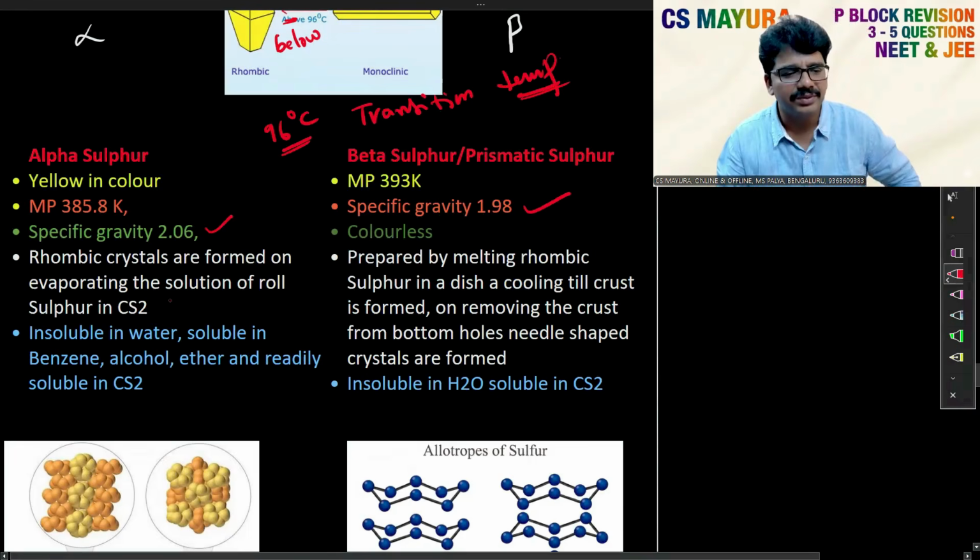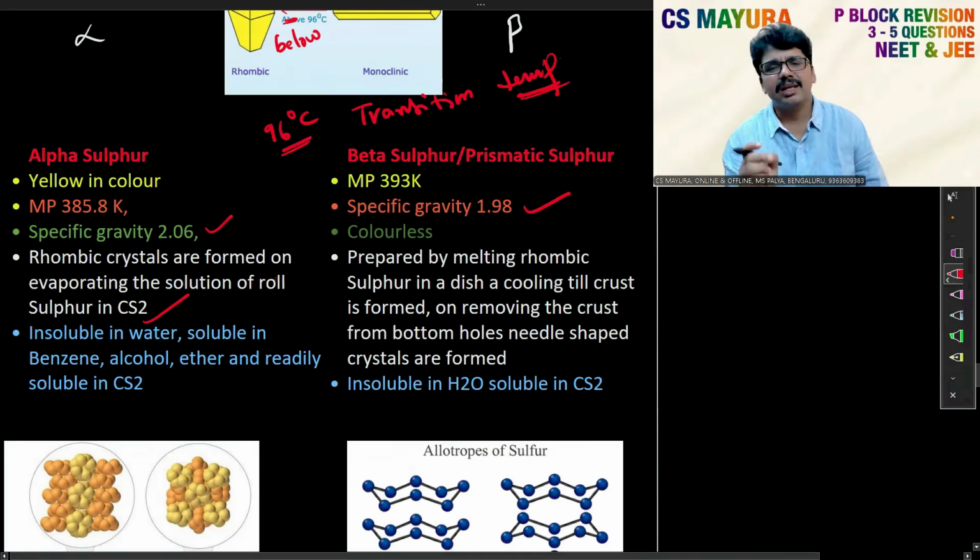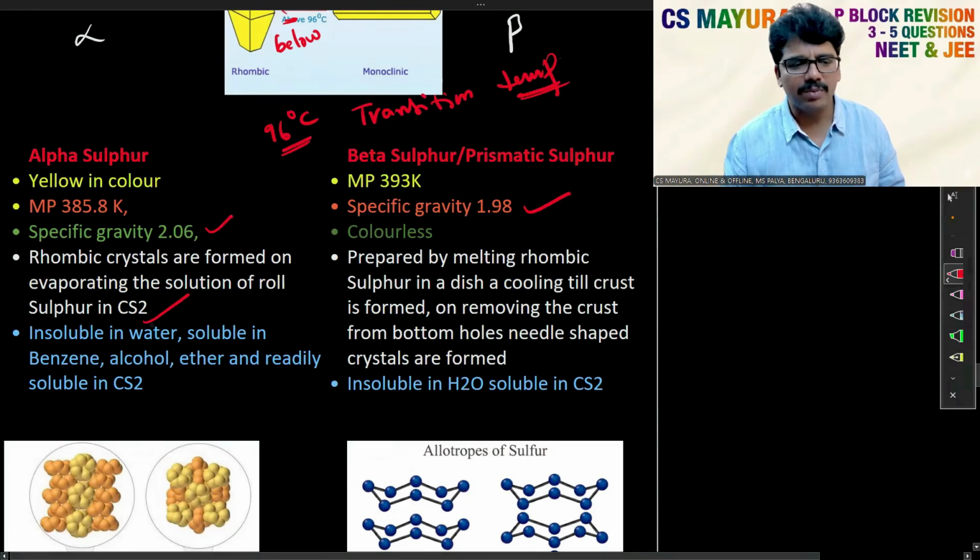So how are these rhombic crystals formed? First, we have to dissolve the raw sulfur in carbon disulfide. Dissolving the raw sulfur means sulfur sticks, which may be in amorphous form. The sulfur sticks are dissolved in carbon disulfide and allowed to evaporate. After complete evaporation, some crystals of sulfur are formed. Those crystals are rhombic crystals.